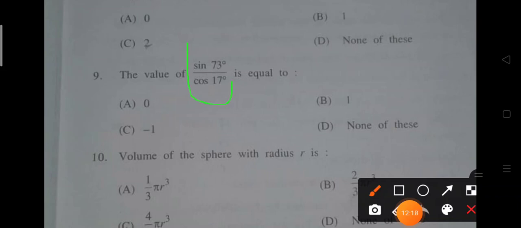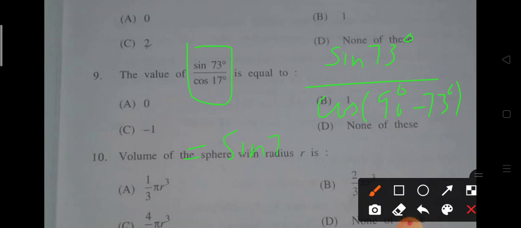Next, the value of this. Now this is based on the concept of trigonometry, and moreover on trigonometric ratios of complementary angles. Now you will write this as sine 73 degrees. If you look at cos 17 degrees, can I write it as cos of 90 minus 73 degrees? Yes, I can write it.